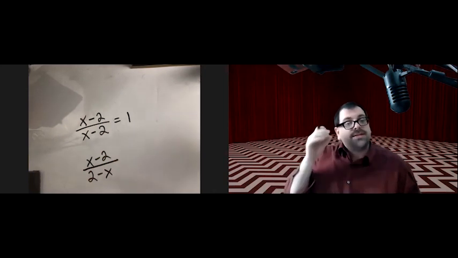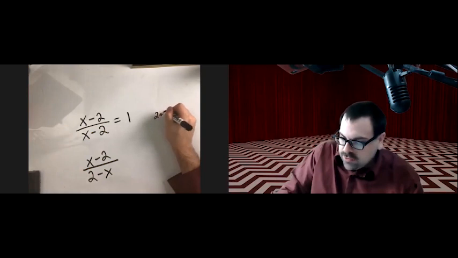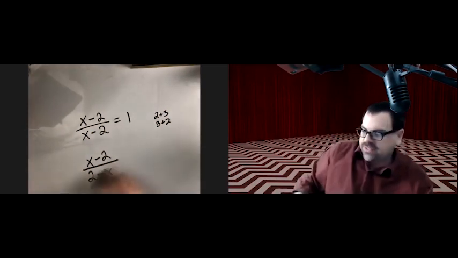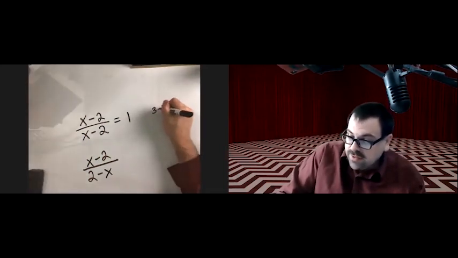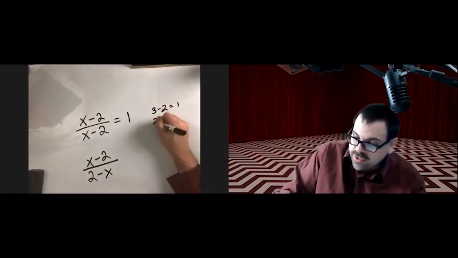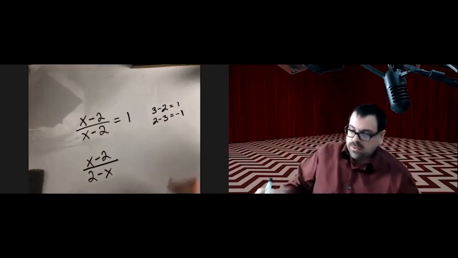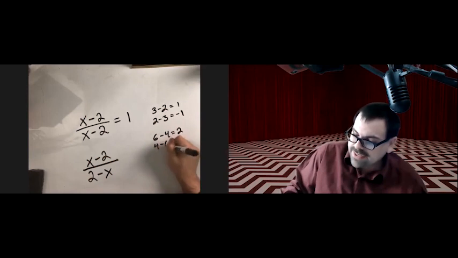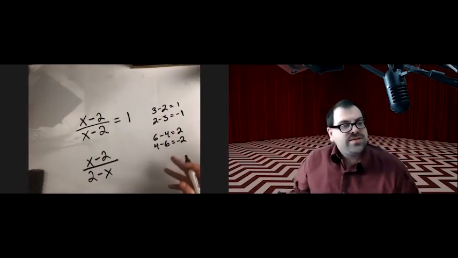What happens when we subtract two numbers in a different order? Well, again, adding 2 plus 3 is 5, 3 plus 2 is 5. Adding it doesn't make a difference. Subtracting, 3 minus 2 is 1. 2 minus 3 is negative 1. 6 minus 4 is 2. 4 minus 6 is negative 2. So if we switch the order of subtraction, we get opposites.